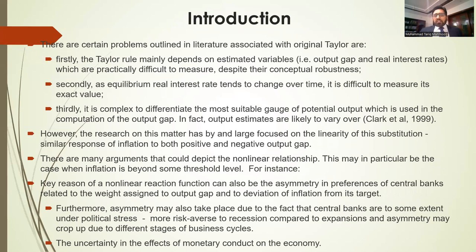In the literature, we find certain problems with the original Taylor rule. First, the Taylor rules mainly depend on estimated variables like output gap, real interest rate, etc., which are not easy to measure. These measures are very difficult, and they sometimes lack robustness as well. Secondly, the equilibrium real interest rate tends to change over time. It is difficult to measure its expected value, since the equilibrium real interest rate does not remain the same due to changes in expected inflation, so it is difficult to measure the exact value of expected inflation for the future.